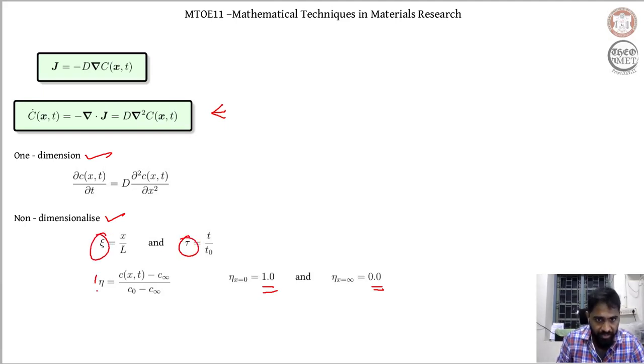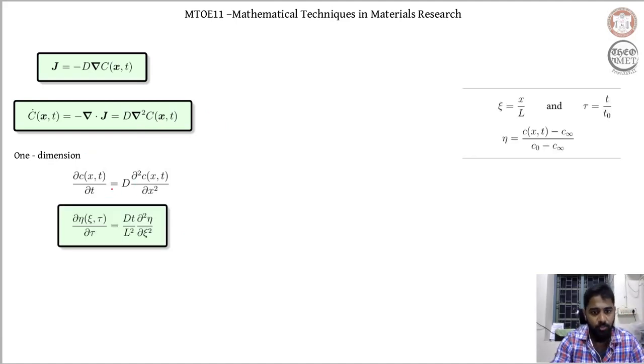Let us try to rewrite our original expression for one dimension. Now we have these three new terms that replace our spatial position, our time, and our concentration. Using these three terms, let's now rewrite Fick's second law in one dimension. If I do that, we end up having this expression here. This expression now has the variables non-dimensionalized, and the concentration changes between 0 and 1.